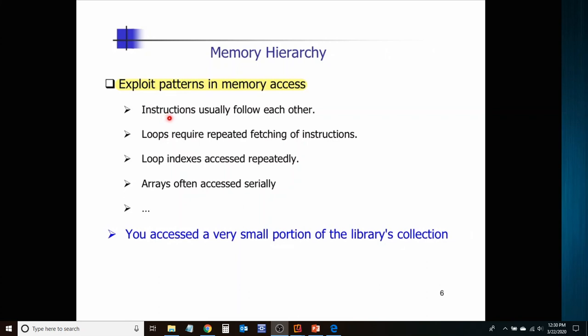Well, instructions usually follow each other. So most of the time you are going to be executing instructions one after the other, unless you have a branch instruction. When you have loops, then you would need to fetch in the same instructions again and again. So repeated fetching of instructions, that's another pattern. Loop indexes are accessed repeatedly. And memory arrays will often be accessed serially. And there will be many other patterns in terms of memory access which we can exploit and incorporate into our memory hierarchy.